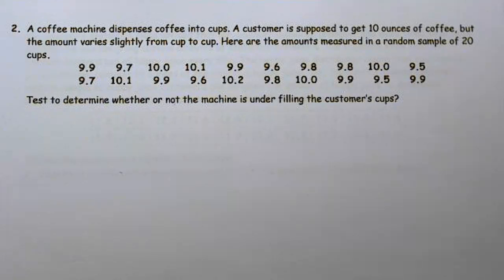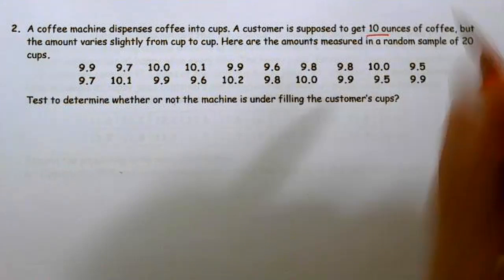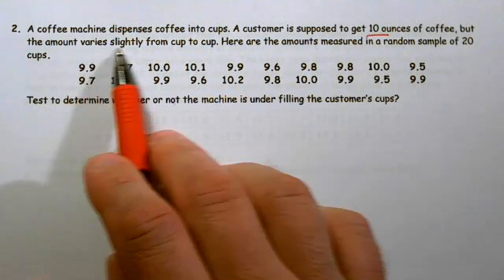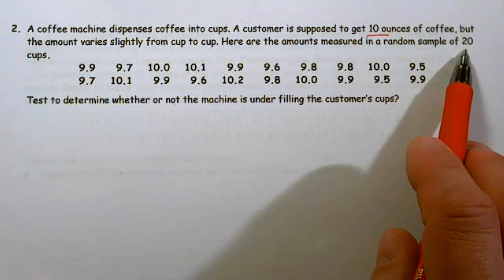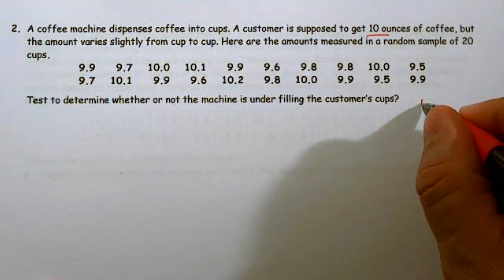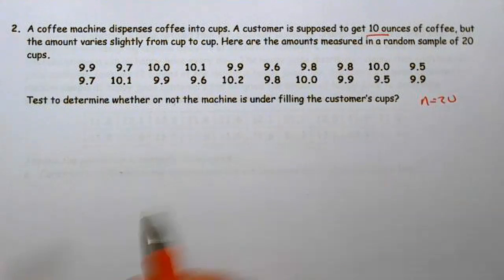All right, this is number 2 on the video quiz. A coffee machine dispenses coffee into cups. A customer is supposed to get 10 ounces of coffee, but the amount varies slightly from cup to cup. Here are the amounts measured in a random sample of 20 cups. So n equals 20. Test to determine whether or not the machine is underfilling cups.